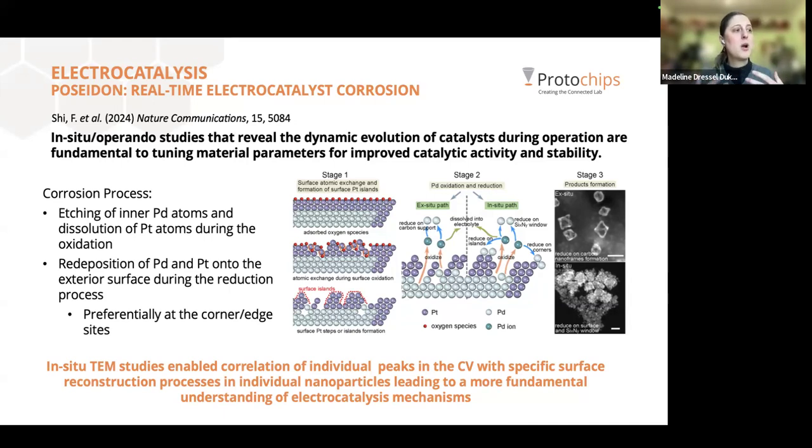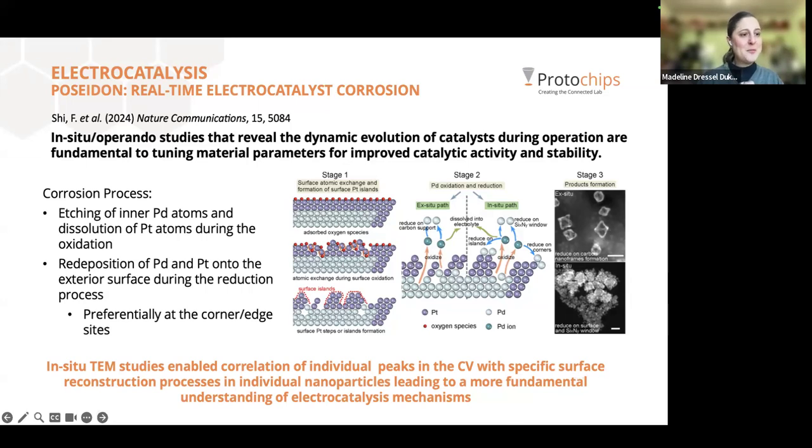And so the corrosion process, once you have some of that shell damage to where there's some palladium exposed, you begin etching the inner palladium, and then both the palladium and the platinum will redeposit onto the exterior surface during that reduction process. It will redeposit preferentially on the corners, so those will build up more palladium and platinum than the terraces. That's why you have these strong, very thick layers at the corners of these octahedral particles.